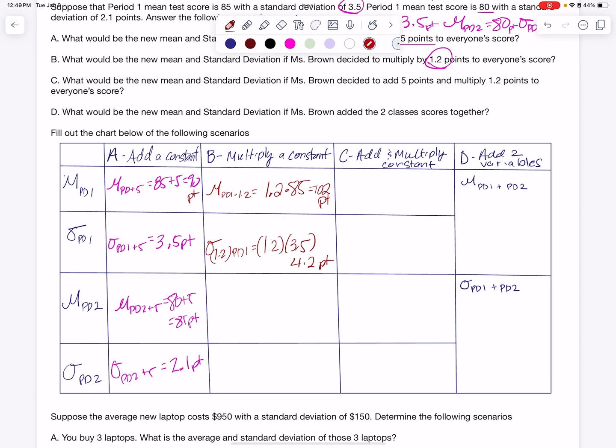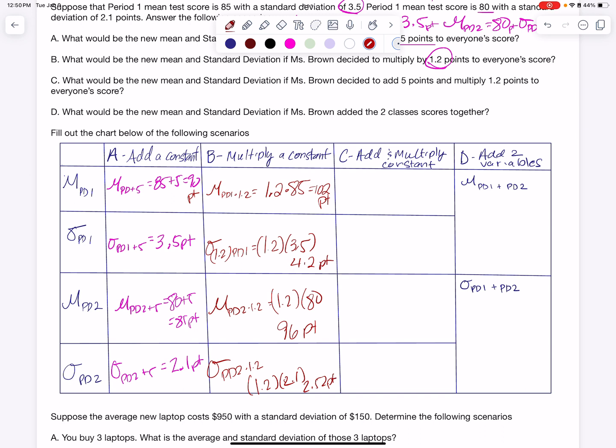All these are points. For the next one, the mean is going to be period 2 times 1.2, and that's 1.2 times 80, and that's going to be 96 points. And the standard deviation of period 2 times 1.2 is going to be 2.1 times 1.2, and that's going to be 2.52.